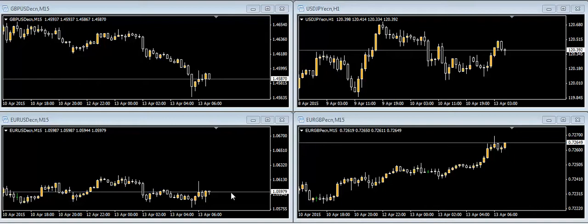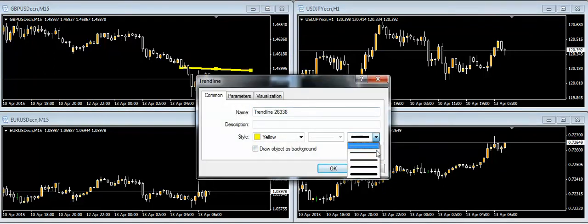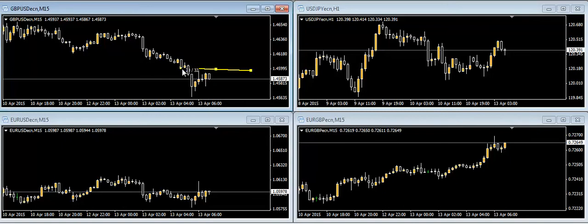Now, what we want to do is identify channels in these pairs. Looking at the GBP, there's pretty much not a strong channel going on here. We do have some level of consolidation at this level. Let's shade the trend line a little bit thinner. So we have a little bit of consolidation here, and we have consolidation here. Not enough for me to say comfortably to take a trade, but we're going to leave that there for the time being.